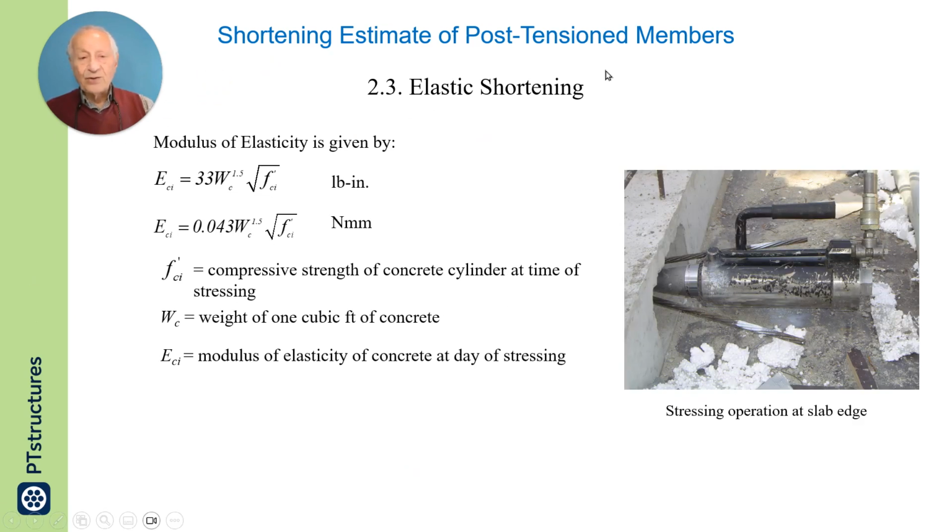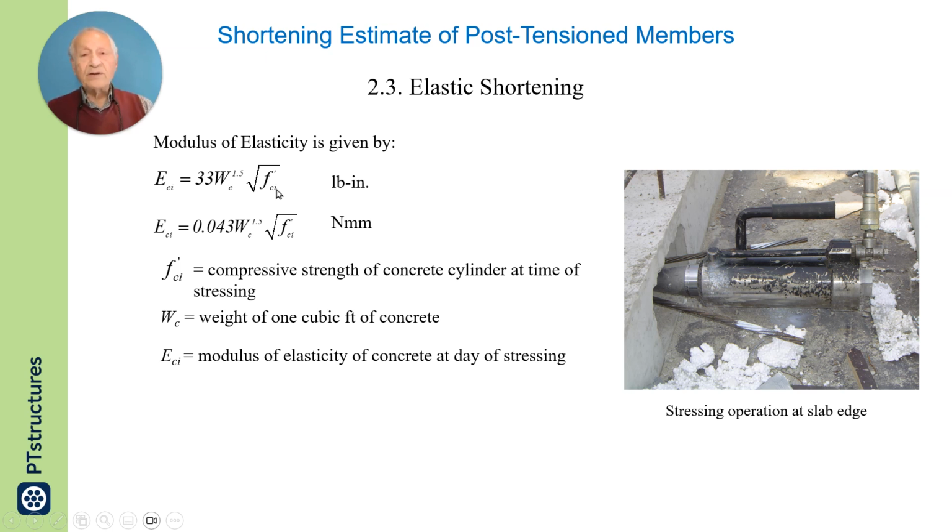The elastic shortening depends on the modulus of elasticity of the concrete. And the modulus of elasticity, depending on which system of unit you use, is given by these relationships. In ACI 318, it depends on the concrete's compressive strength at time of stressing.